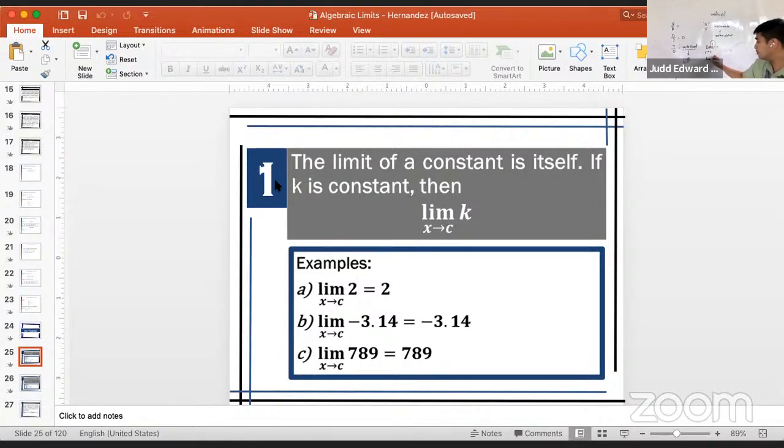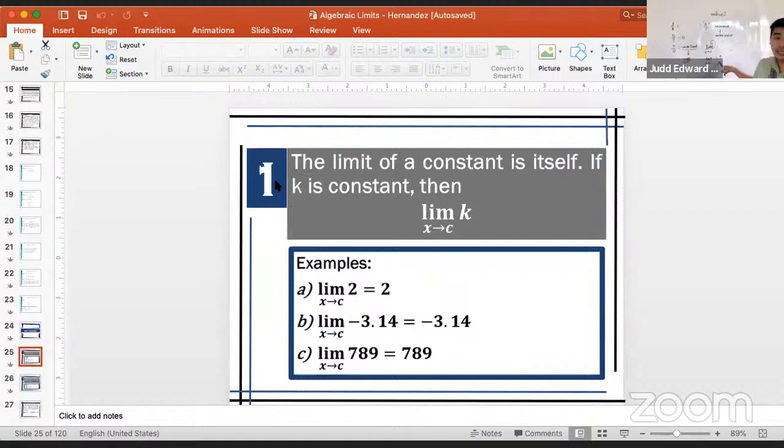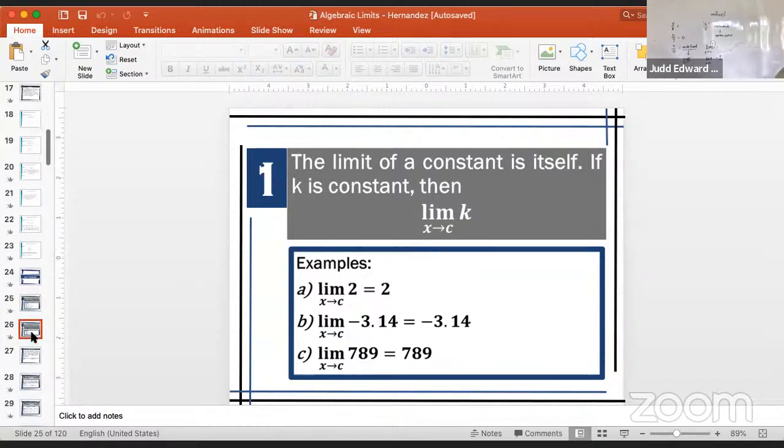Just like the limit of pi. The limit of pi as x approaches c is equal to what? What is the limit of pi? 3.14. 3.14 or just pi? Pi po. Okay. So, yun yung ilalagay agad natin doon. The limit of pi as x approaches c is equal to pi. So, ganun po. Okay. So, tatandaan natin, the limit of a constant is the constant itself.